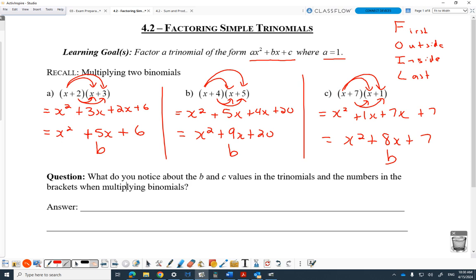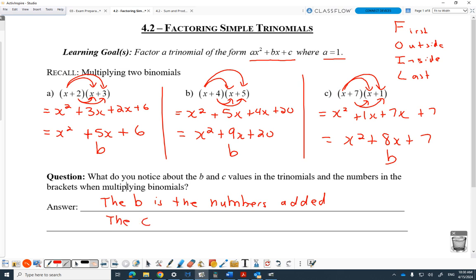She said add the zeros. It's very close. It's add the numbers, because the zeros would be the opposite sign, wouldn't they? But yeah, you're right. The b is the numbers added.